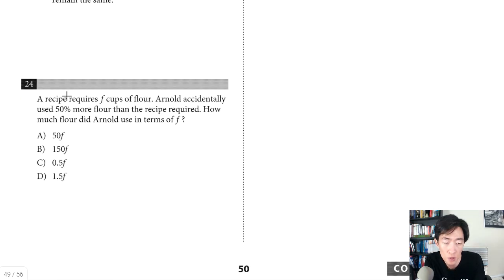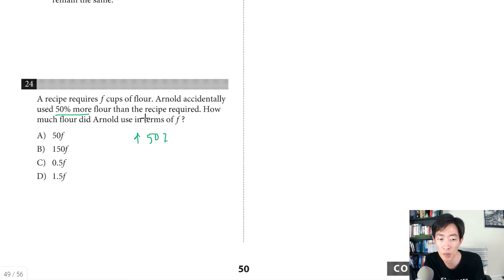Question 24, a recipe requires F cups of flour. Arnold accidentally used 50% more flour than the recipe required. How much flour did Arnold use in terms of F? So when you see this problem, I want you to see it as a percent increase problem or a percent decrease, because if you increase by 50%, what you're going to be left with is 150% of the original.